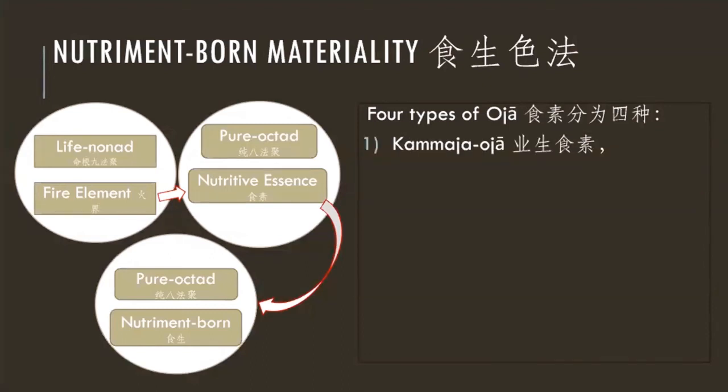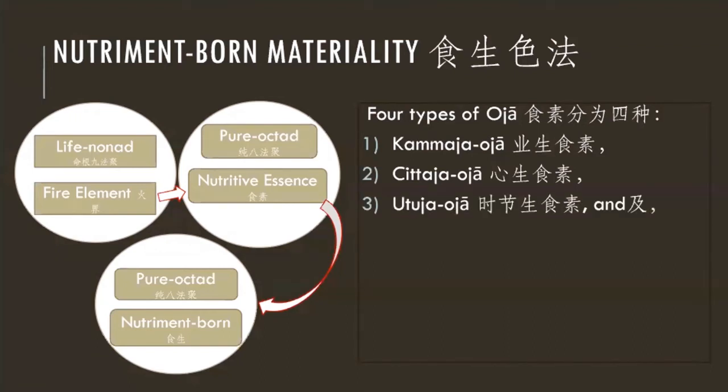Kammaja oja, that means there's nutrient essence in the kamma-born materialities. Then Cittaja oja, there's also nutrient essence in the mind-born materialities. Utuja oja, there's also nutrient essence in the temperature-born materialities. The Aharaja oja, there's also oja in the nutriment-born materialities. So the Aharaja rupas that spread all over the body are also one of the causes.